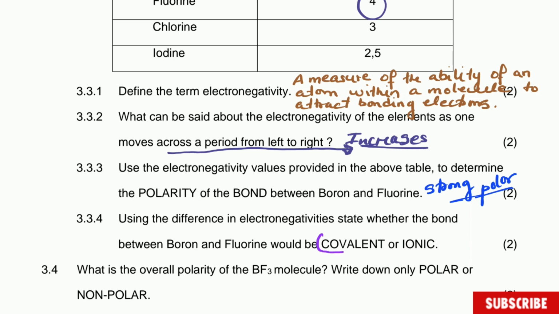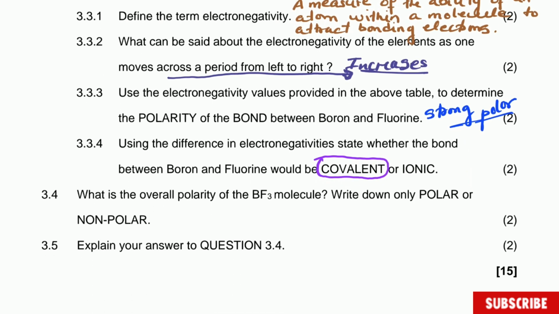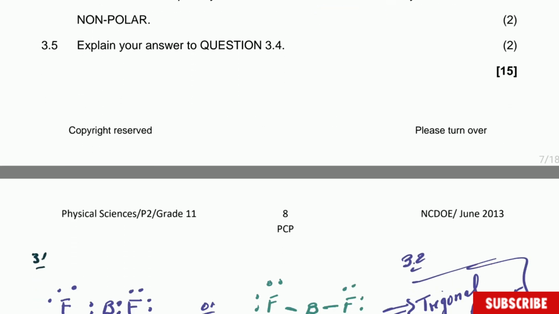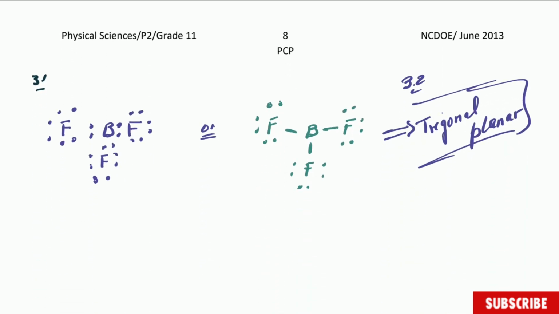I'm going to just select it here. It will be covalent. What is the overall polarity of the BF3 molecule? Write down only polar or non-polar. There is a video of this one. I'm going to leave the link that can help you to understand this and explain your answer in question 3.4. Let's answer both questions. Here is the shape.